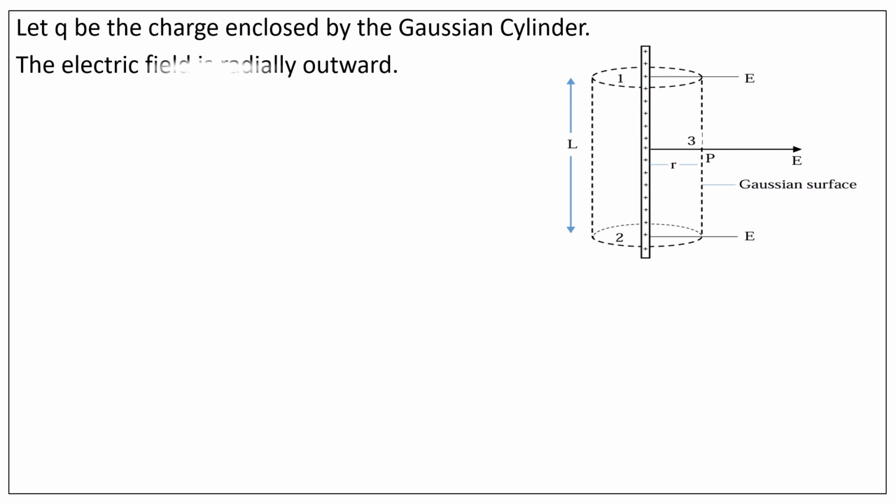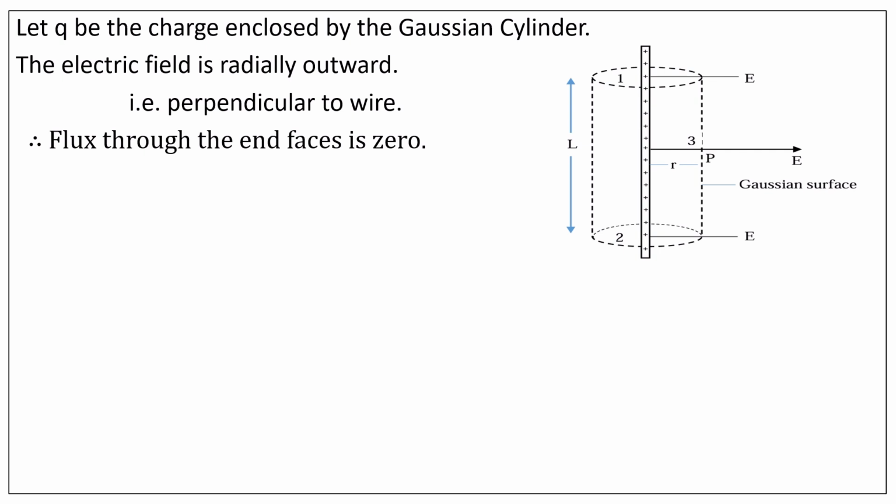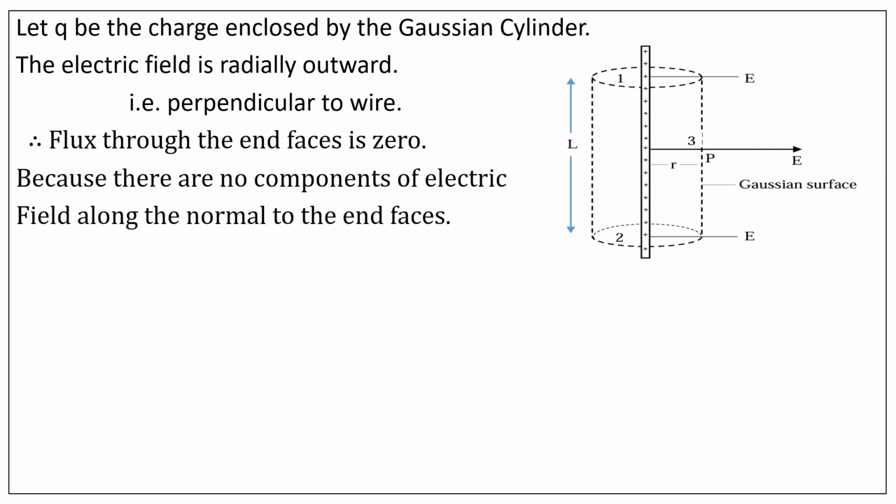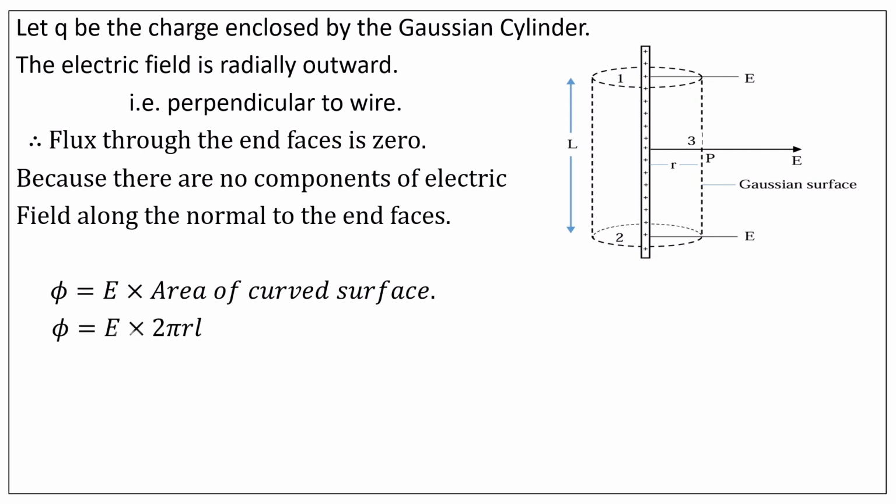The electric field is radially outward, that is, perpendicular to wire. Therefore, flux through the end faces is 0, because there are no components of electric field along the normal to the end faces. Therefore, phi is equal to E into area of curved surface. That is, phi is equal to E into 2 pi r L.